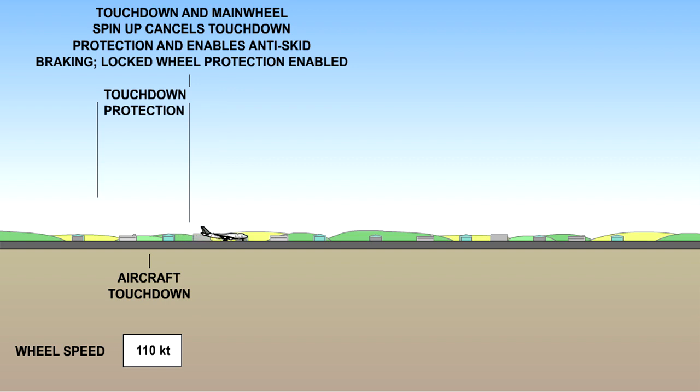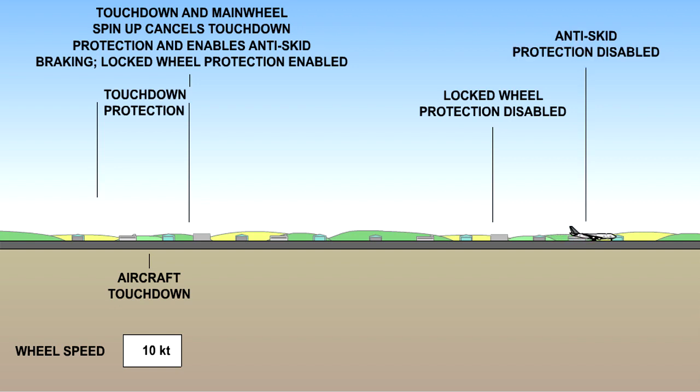The anti-skid system will now modulate the brakes to produce optimum braking. Should any wheel lock for any reason, then the locked wheel protection system will completely release the pressure to the locked wheel until it spins up again. As the aircraft slows through about 20 knots, the locked wheel protection system is disabled. Finally, on some systems, as the aircraft slows through about 10 knots, the entire anti-skid system is disabled, and braking is completely in the hands, or more correctly the feet, of the pilot.